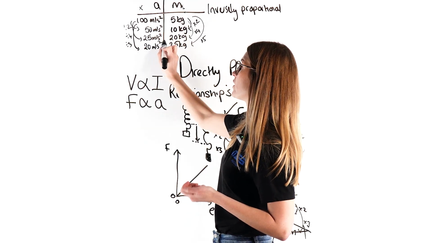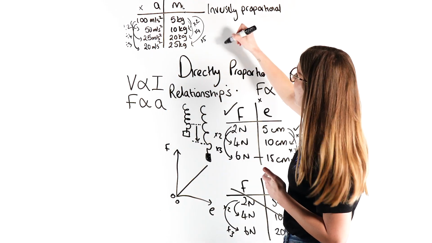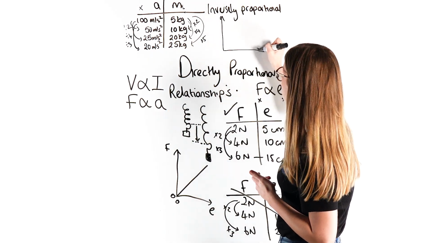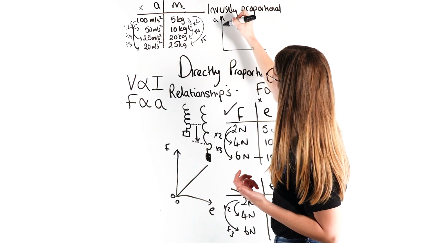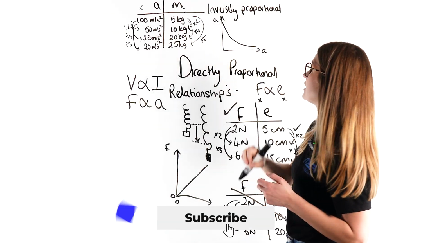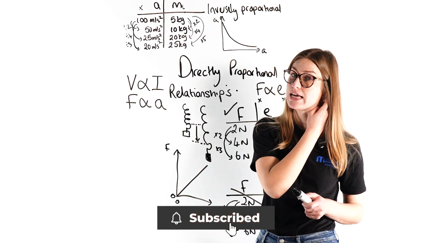And how that would look on a graph if something was inversely proportional, if we had acceleration and mass: we can see as the mass increases here, the acceleration drops. As the mass increases, the acceleration drops. That's what your inversely proportional relationship will look like on a graph.